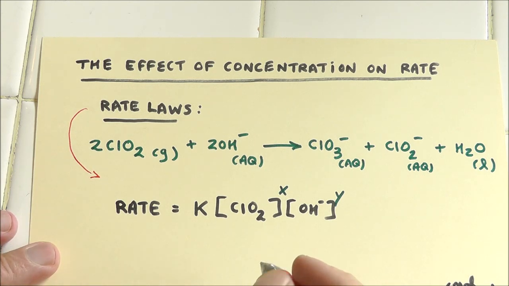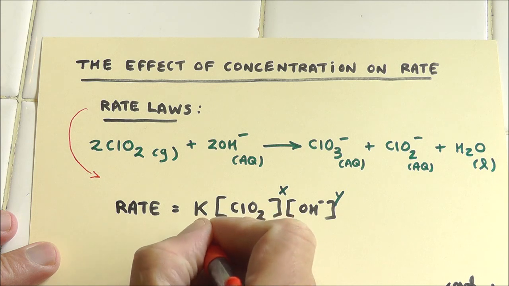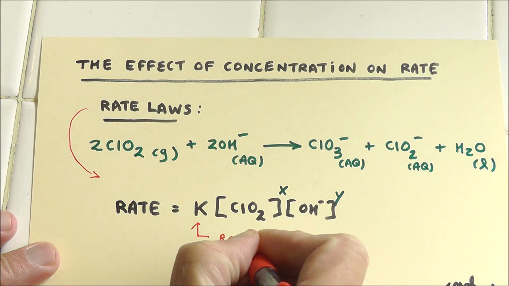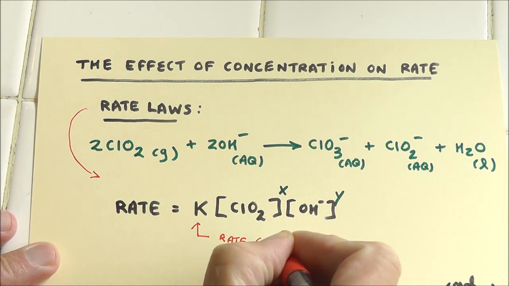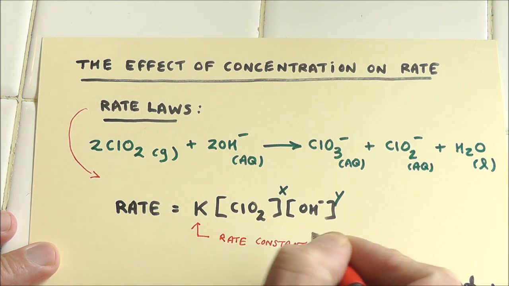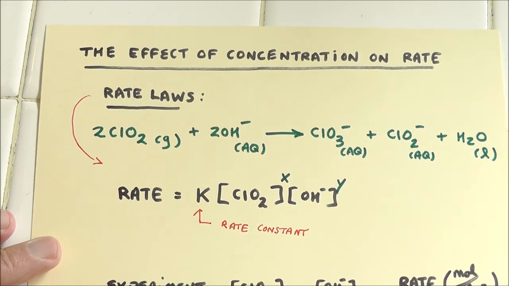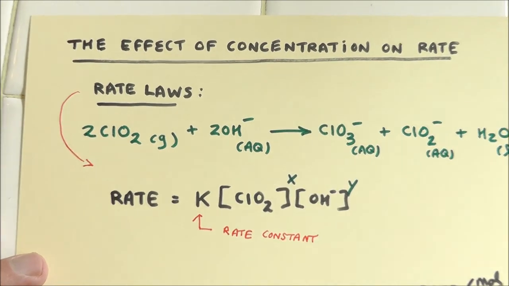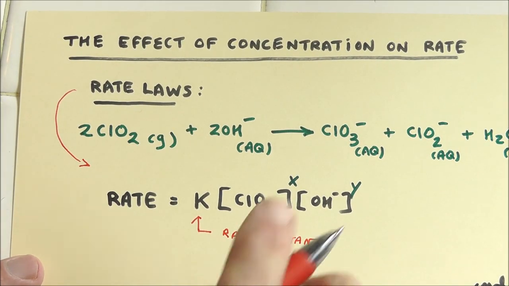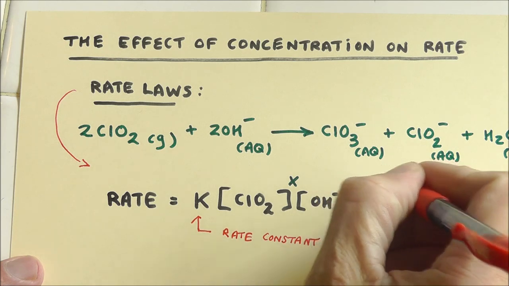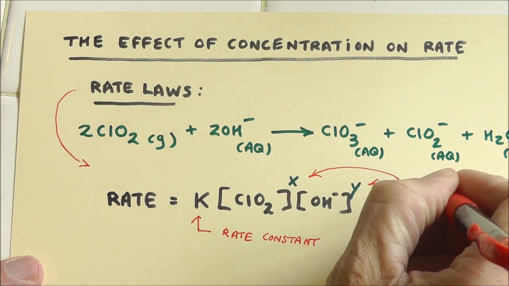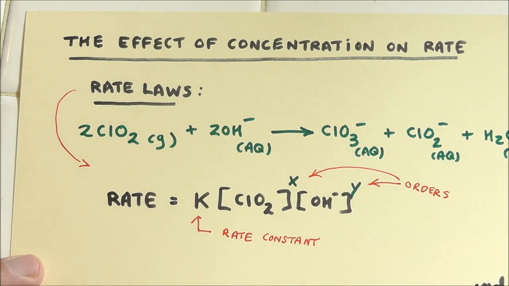Basically what you've got here is something called a constant. This is called a rate constant, and it's always given the symbol K. And the units of the rate constant can vary depending on what the orders are. These exponents are called orders, and they are usually a 0, a 1, or a 2.